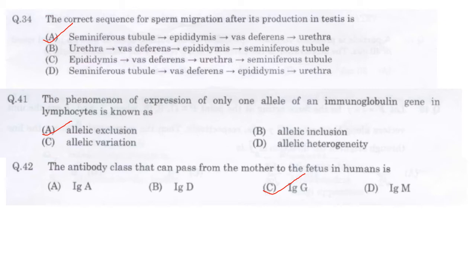The phenomenon of expression of only one allele of an immunoglobulin gene in lymphocytes is known as. This is also a direct question. It is called allelic exclusion. Okay. This is a usual question I have seen in so many entrance examinations. The antibody class that can pass from mother to fetus in the human is IgG.